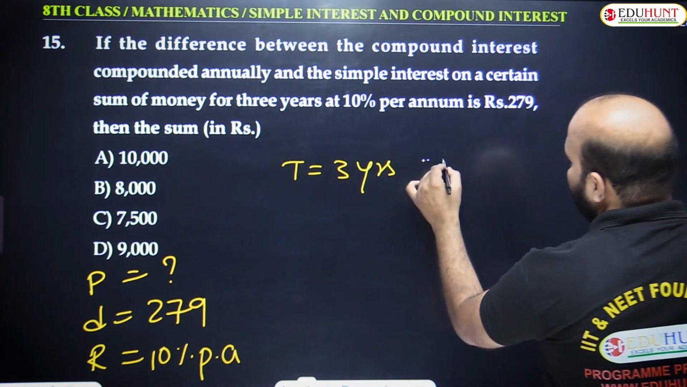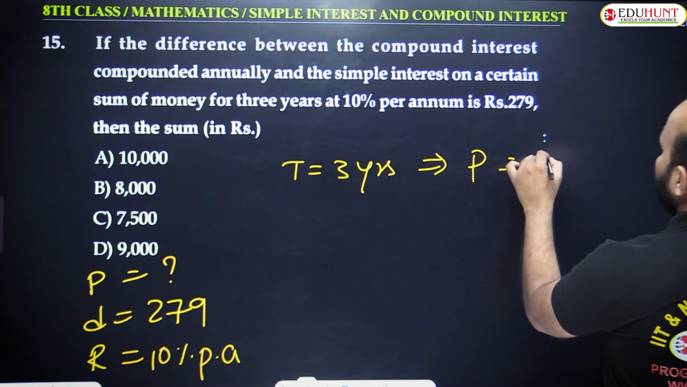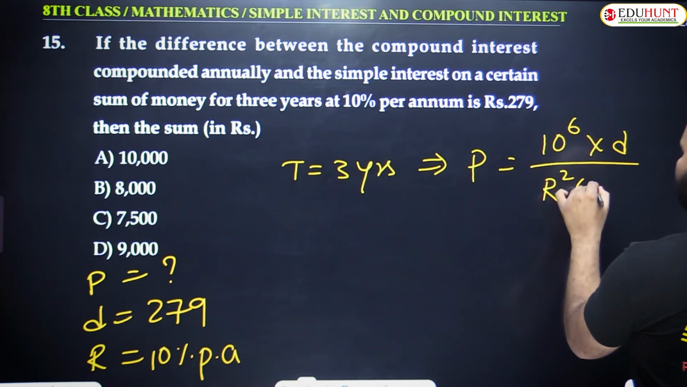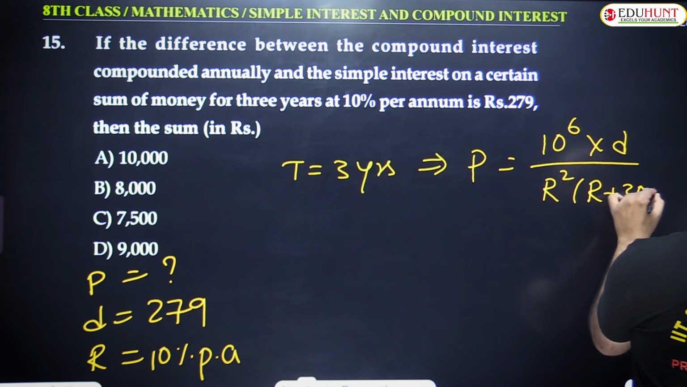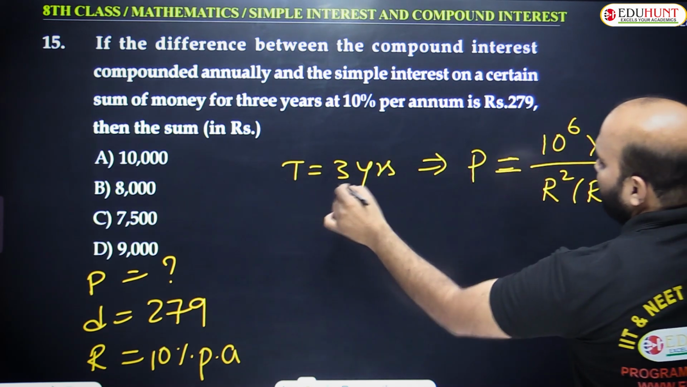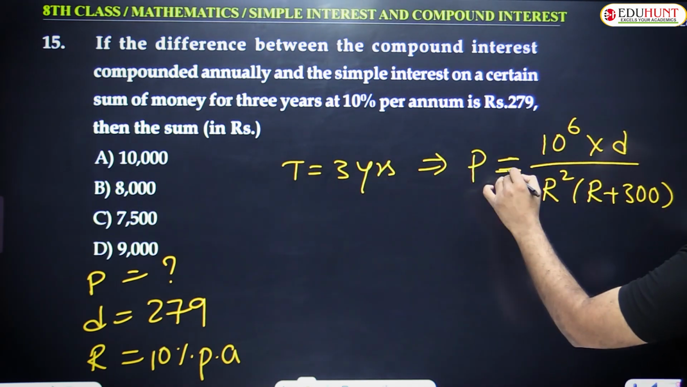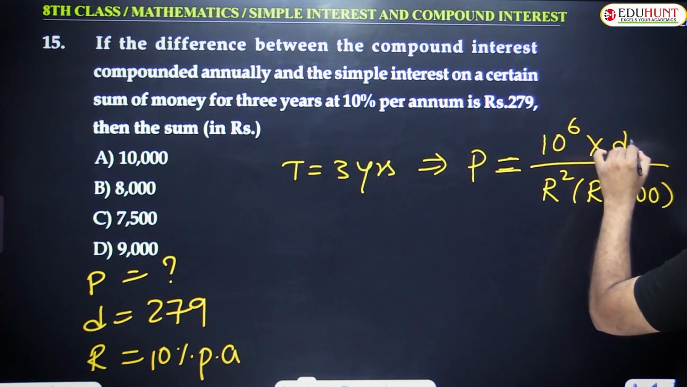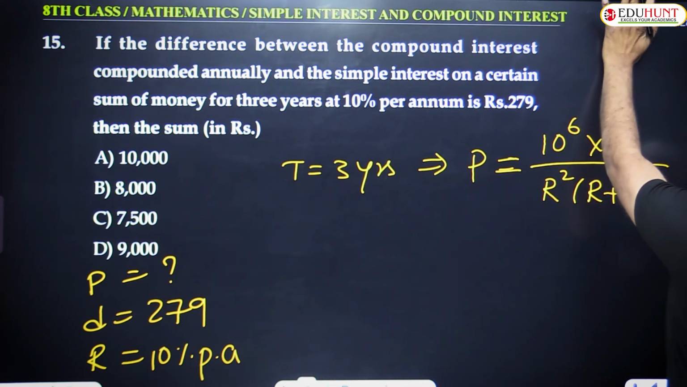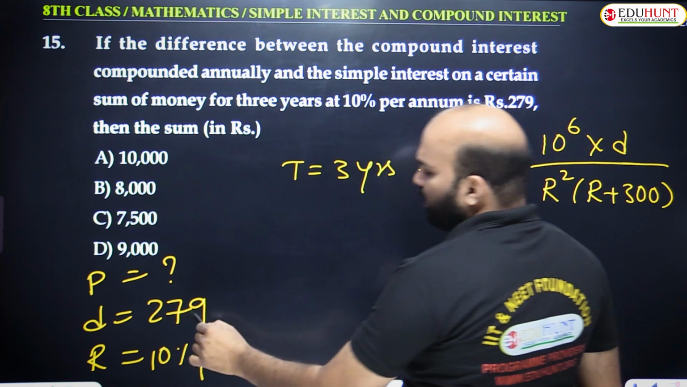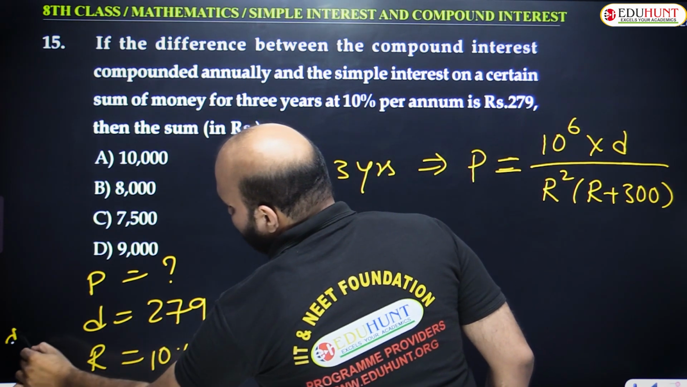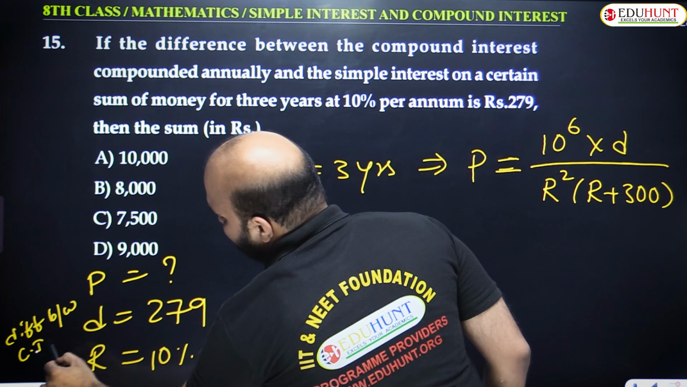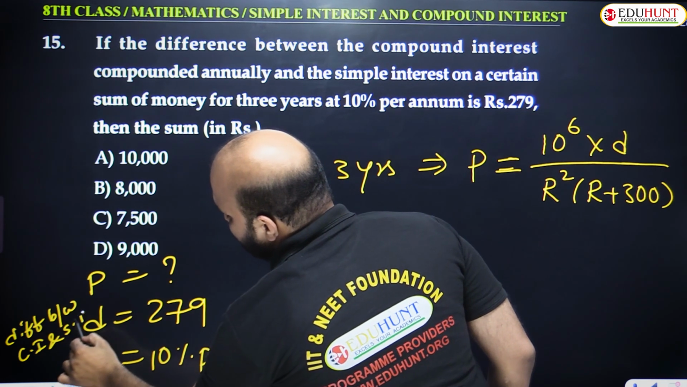But here 3 years is given, so P equals 10 power 6 into D by R square into R plus 300. This is a formula based method. So what is the 3 years formula? P equals 10 power 6 into D by R square into R plus 300, where D stands for the difference between simple interest and compound interest. So that is D.